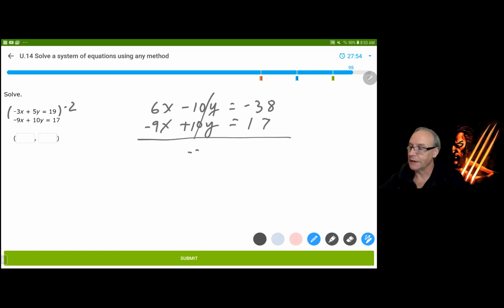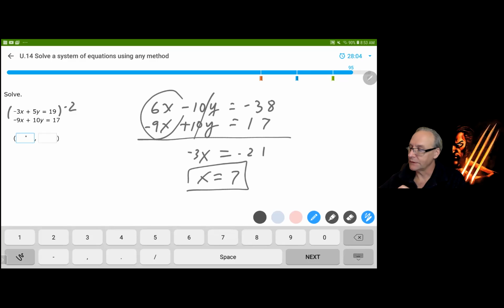I get -3x. I'm adding these. This is going to be -21, isn't it? And x is equal to 7, maybe. Let's take a look. We got a 7 for x. I'm going to substitute the 7 into the top. That's -21 plus 5y equals 19. I'm going to add 21, and I'm going to get 5y equals 40. I'm going to divide by 5, and I'm going to get y equals 8.